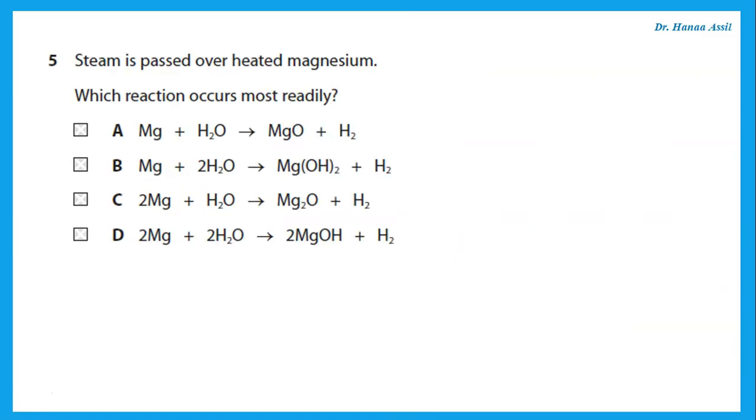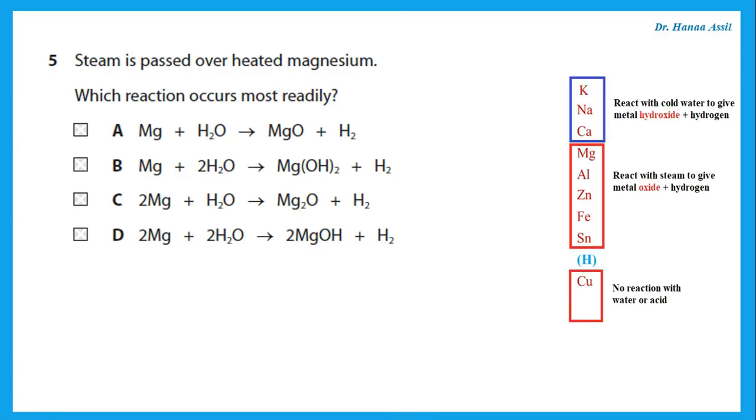Steam is passed over heated magnesium. Which reaction occurs most readily? Well, we know that if we compare the reactivity of metals, some are very reactive and react with cold water. And when they react with cold water, they form the hydroxide plus hydrogen.